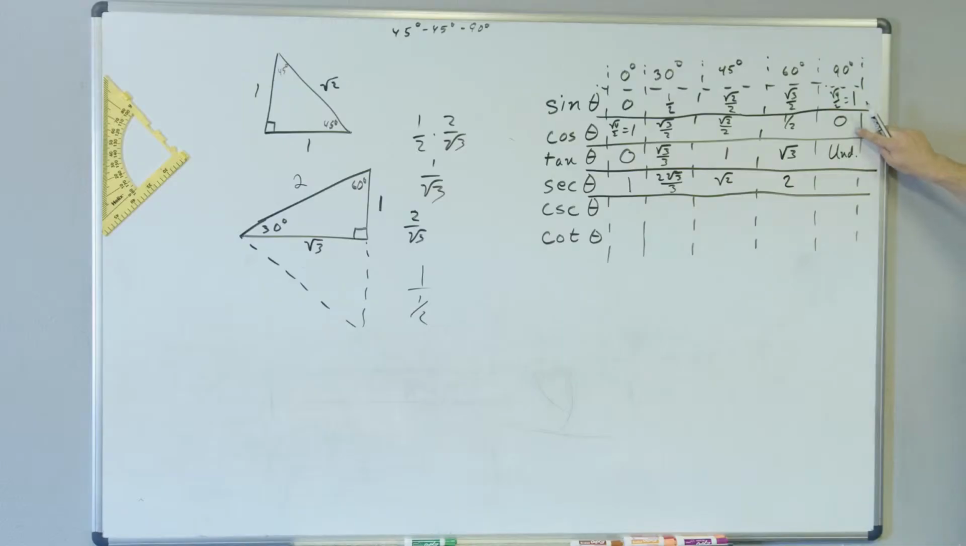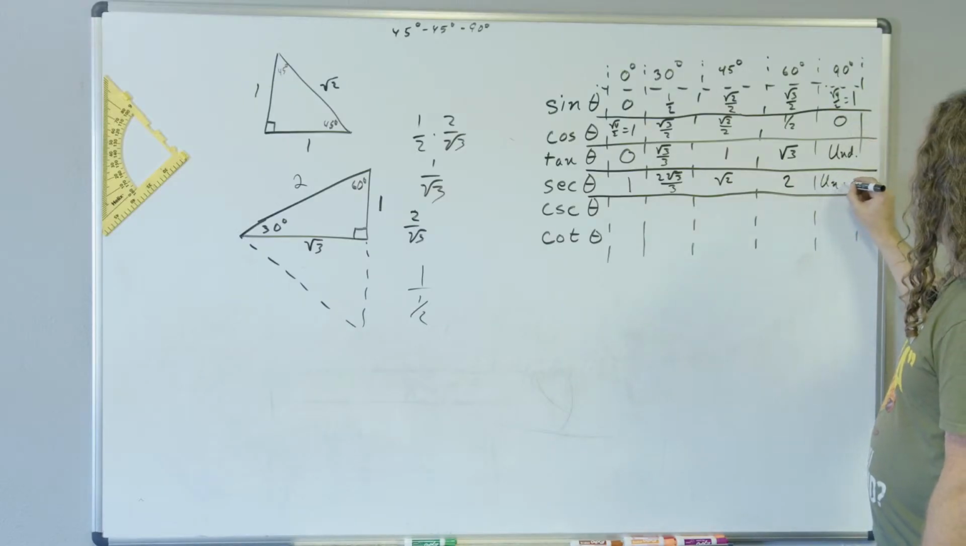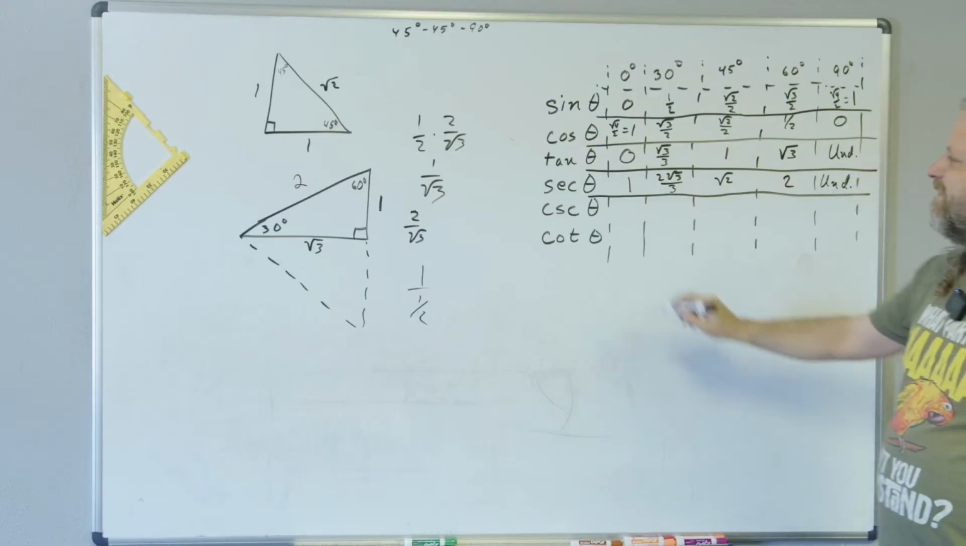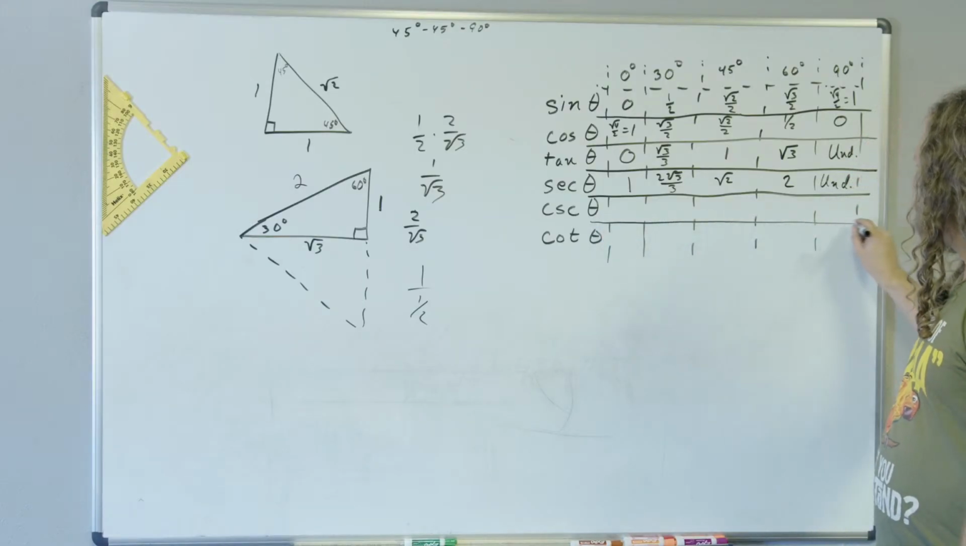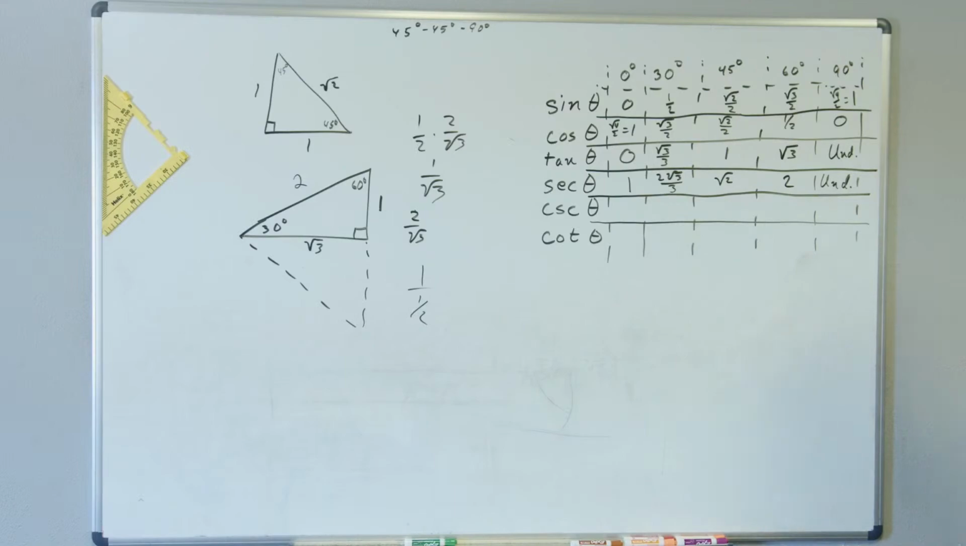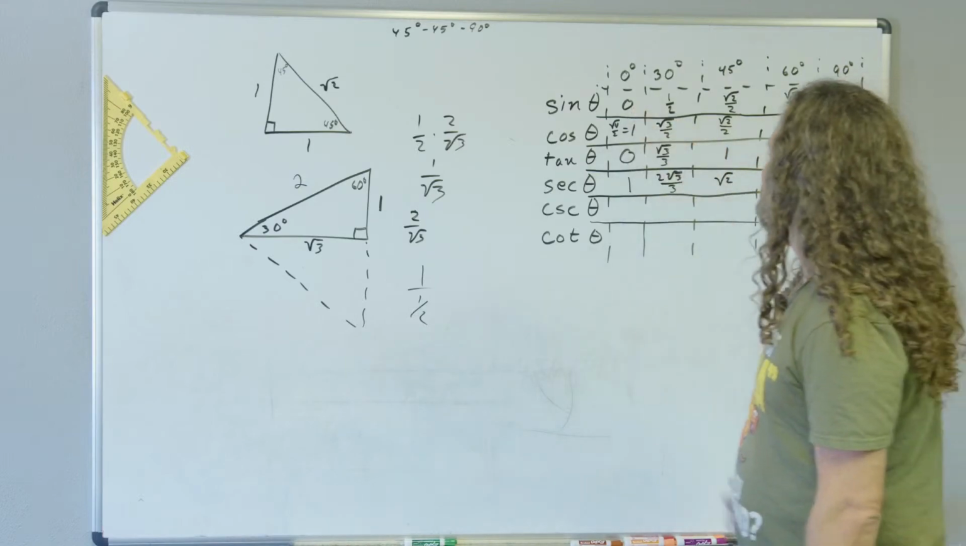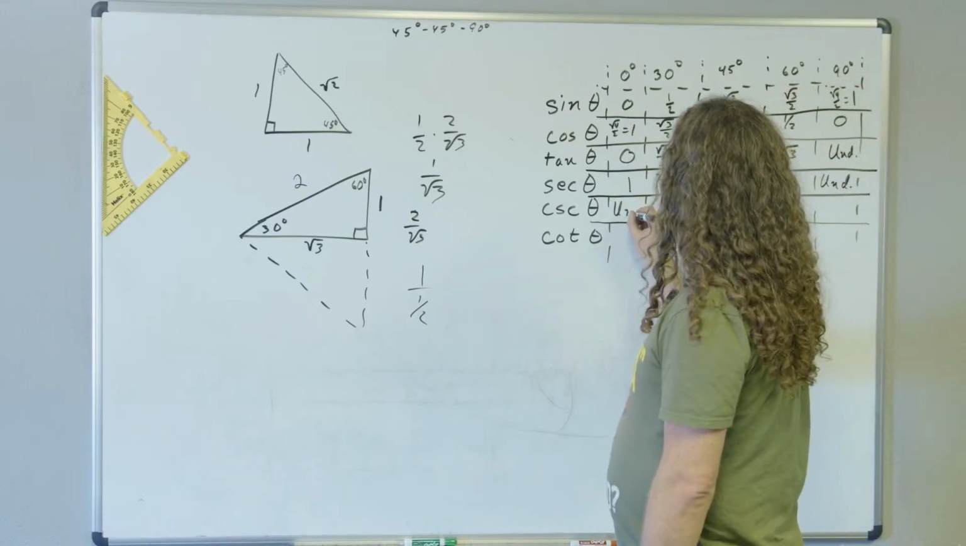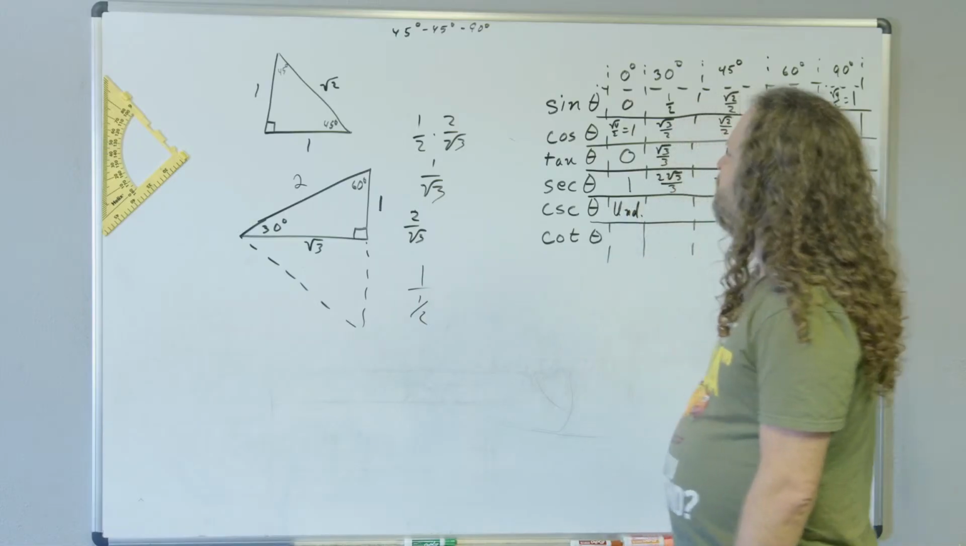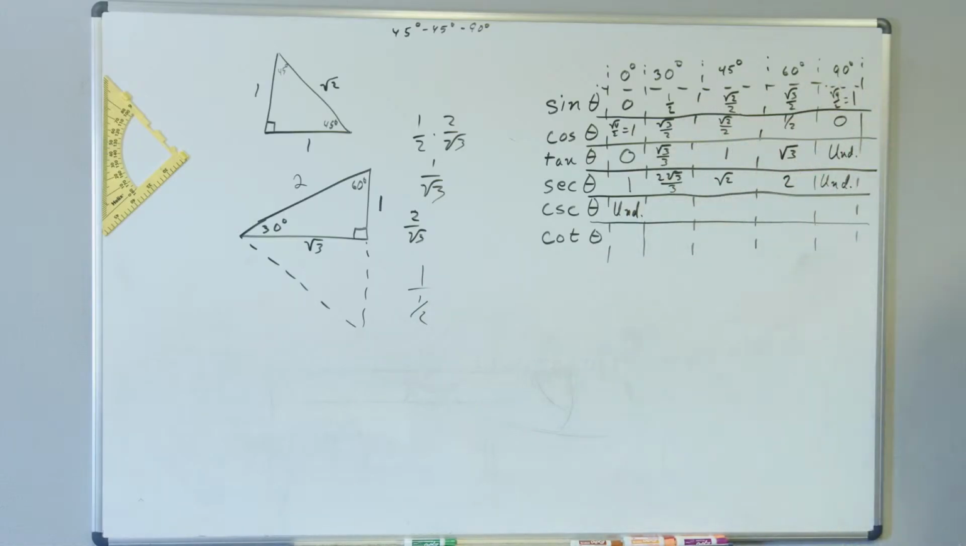What's 1 over 0? Undefined. Cosecant is 1 over sine. What's 1 over 0? Undefined. Secant and cosecant are just the same thing, phase shifted. So are sine and cosine, but that'll make more sense once we get to the graphs.